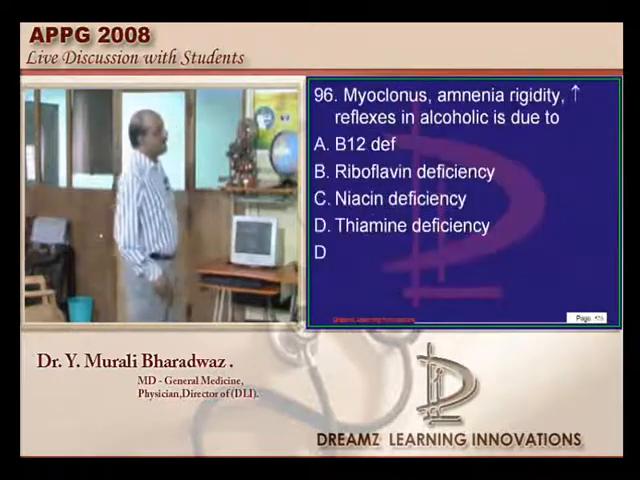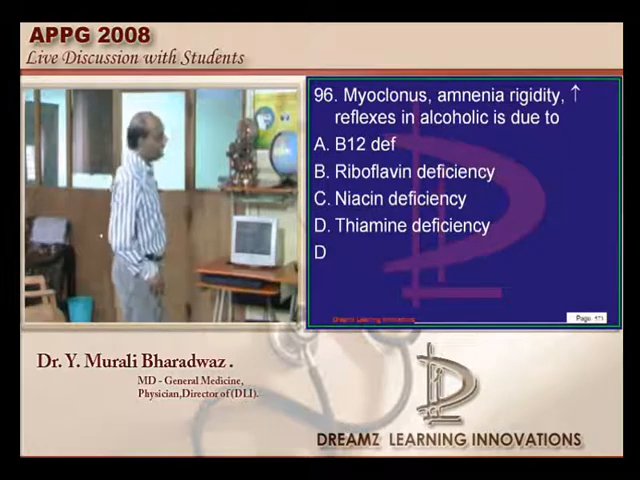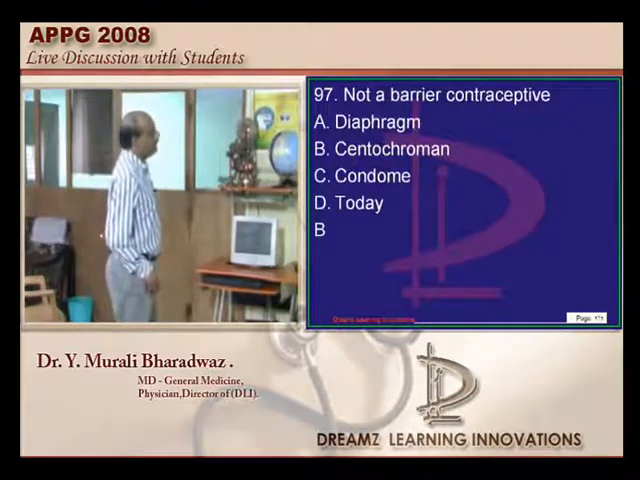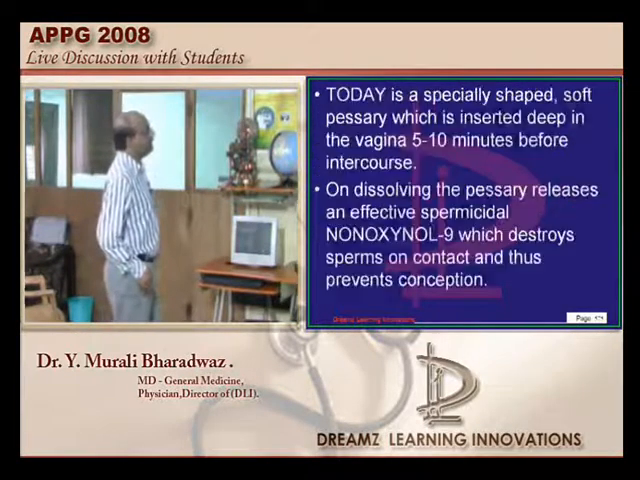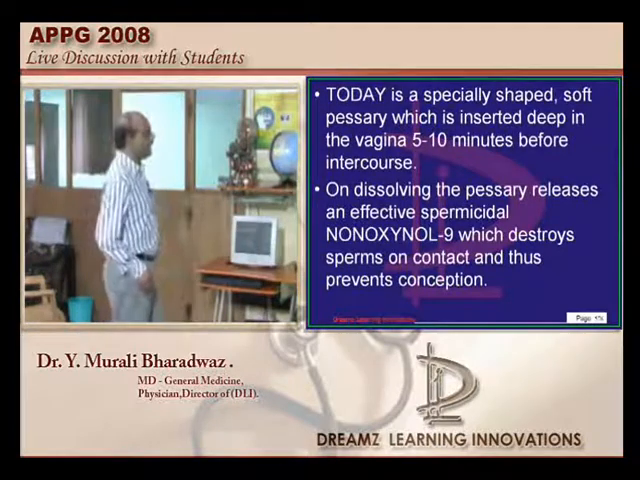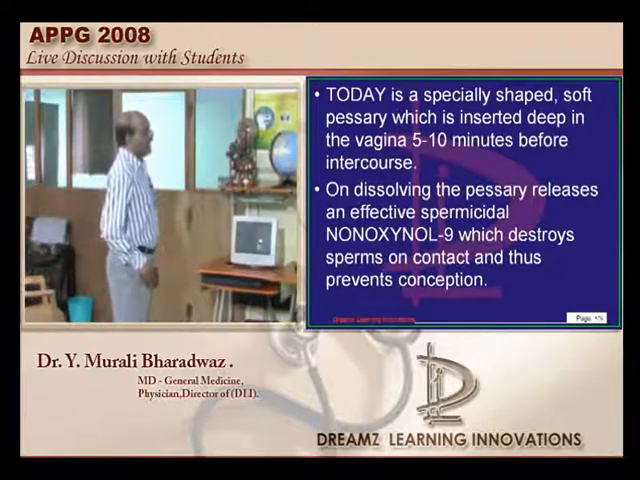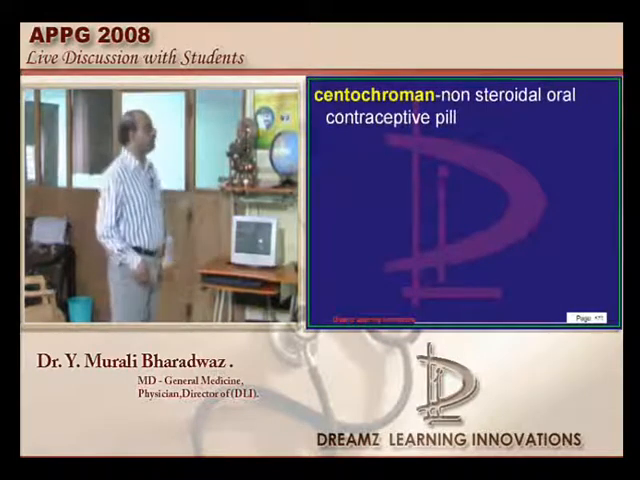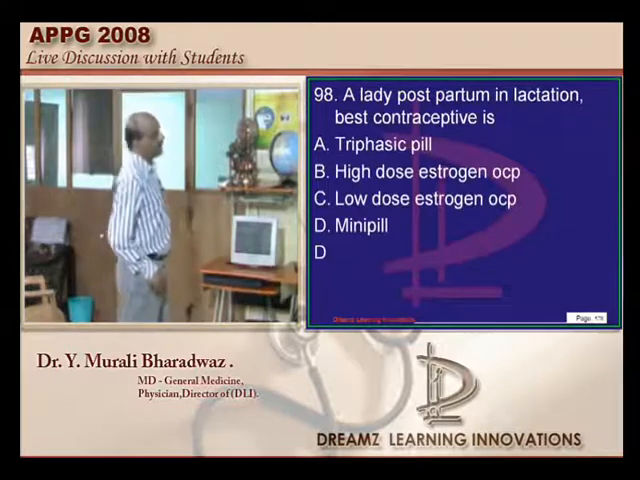Now myoclonus, amnesia, rigidity, increased reflexes, they are all features in thiamine deficiency with Wernicke's encephalopathy. Now diaphragm and condom and Today, they are all fundamentally barrier contraceptives. What does Today contain? Nonoxynol-9, it is inserted deep into the vagina 5 to 10 minutes before intercourse and it destroys the sperms on contact, whereas centchroman is an oral non-steroidal contraceptive pill. A lady postpartum in lactation, what do you want to give?